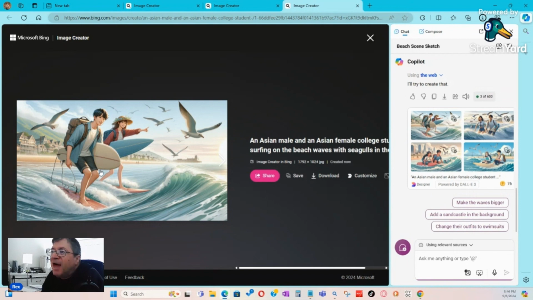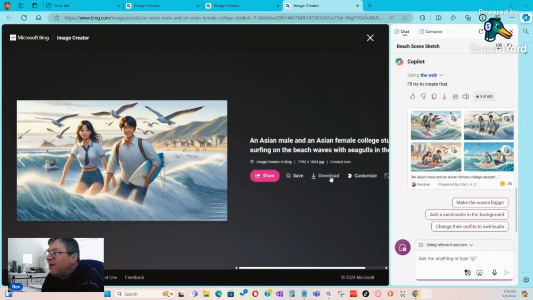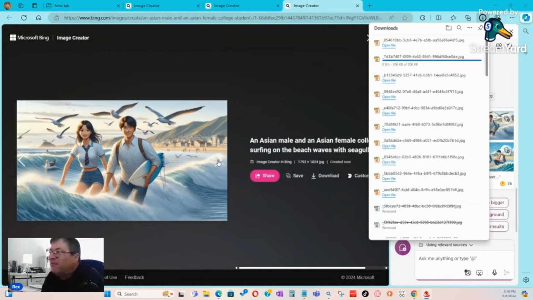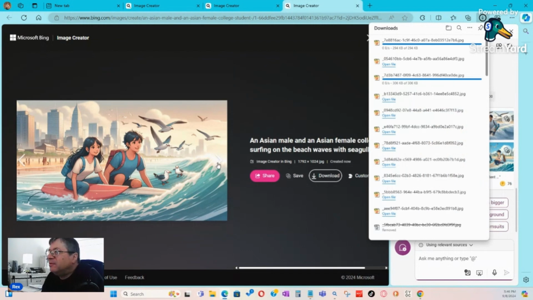Now we got them surfing. Look at that. See, you have to have a lot of patience with AI because sometimes you don't always get what you want right away, the first time. Well, this looks good.